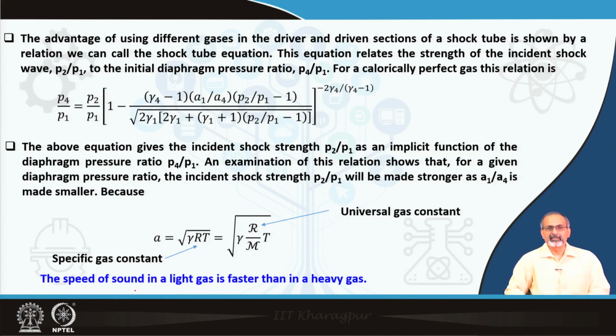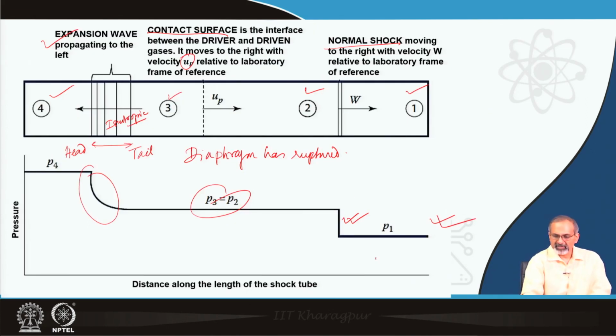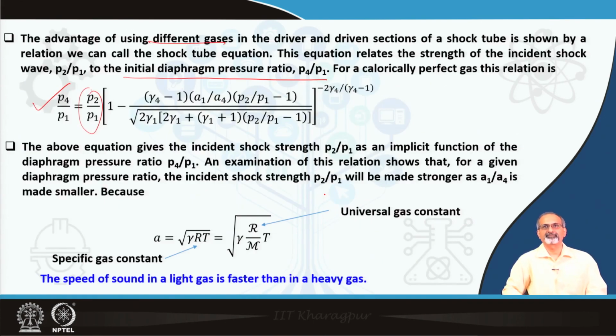The advantage of using different gases in the driver and driven sections of a shock tube is shown by the following relation that we have between P4 by P1. This equation relates the strength of the incident shock wave P2 by P1 to the initial diaphragm pressure ratio P4 by P1. So, this is what we had before the diaphragm ruptured, while P2 by P1 is now basically the ratio between these two pressures, which is the ratio across the shock.